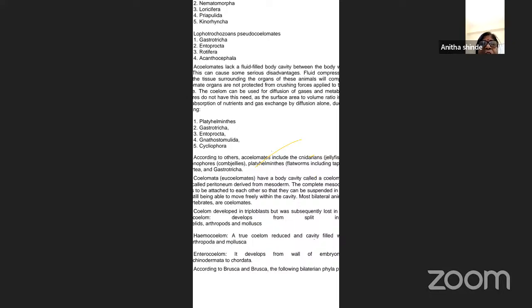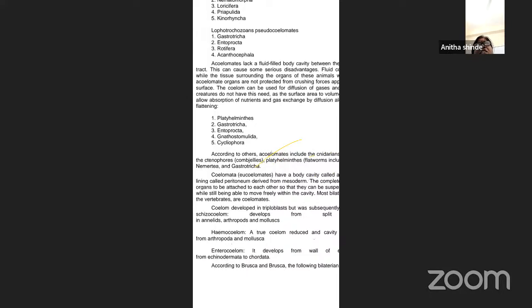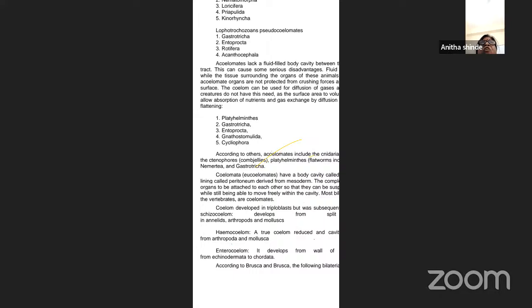Now coming to the coelomates, that is eucoelomates, they have a body cavity called a coelom with a complete lining called the peritoneum, which is derived from mesoderm. Whether it is pseudocoelomate or eucoelomate, we have learned that coelom develops by the splitting of the mesoderm. So in coelomates, they have a true body cavity, because it is completely lined by a peritoneum, which is derived from the mesoderm.